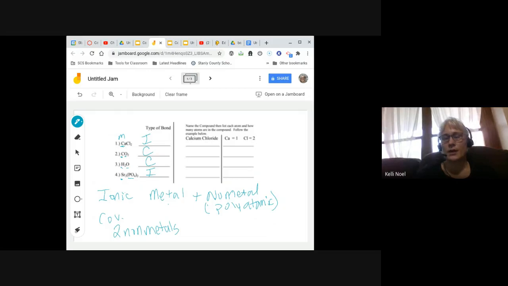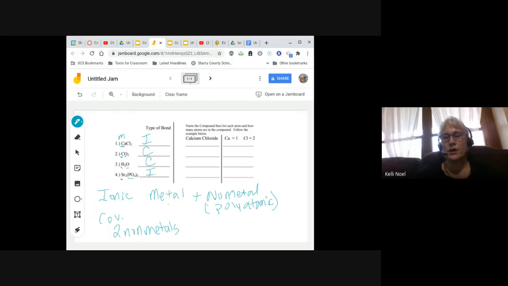This column, you're writing the name. Number one, I believe, is done for you here. Calcium: the first is always the name of the element when it's ionic, just the name of it. The second part, you have to change, adding IDE. So it's going to be calcium chloride. Then it wants you to tell how many atoms of each you have over here. Calcium doesn't have a number, so it's one atom of calcium. Chlorine has two, so two atoms of chlorine.